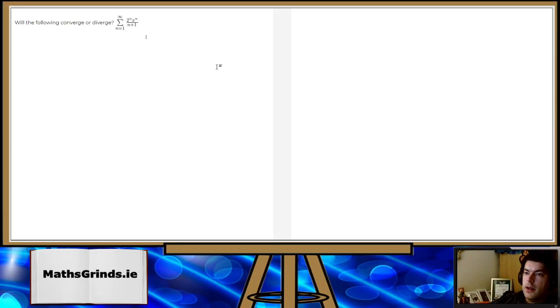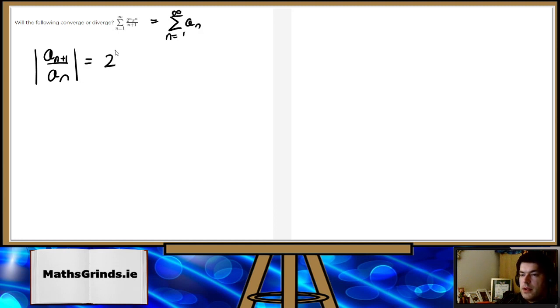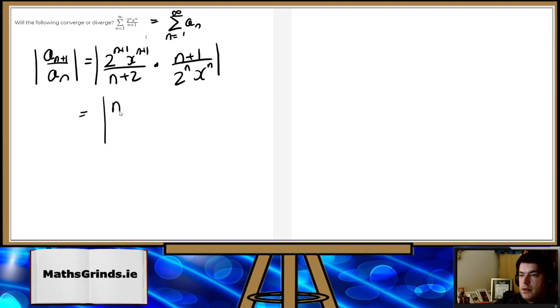Okay, let's check if the following converges or not by looking at the absolute of a_(n+1) over a_n, if we just say that this is the sum from 1 to infinity of a_n. So a_(n+1) would be (2n+1) x to the power n+1 over n+2, times n+1 over 2n x^n. So let's see, that would be (n+1) over (n+2) times 2x.